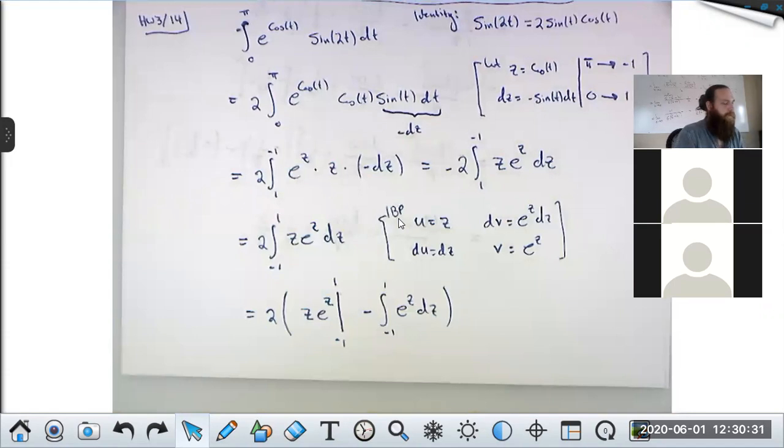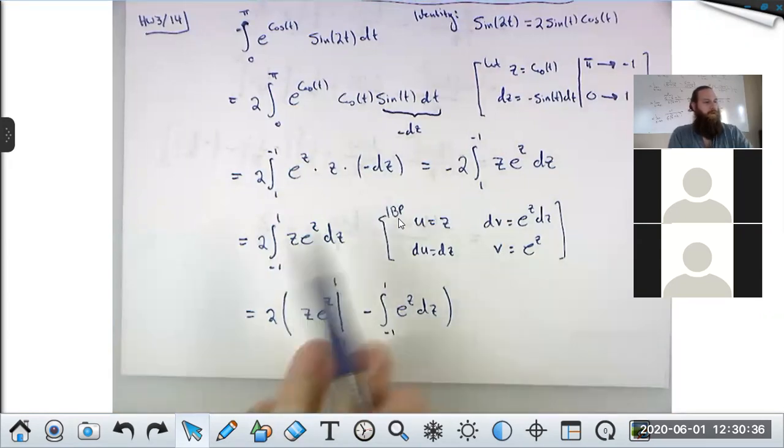My next step is going to be to cook up the antiderivative here, which is easy, and then we'll evaluate. I'll also evaluate this piece.